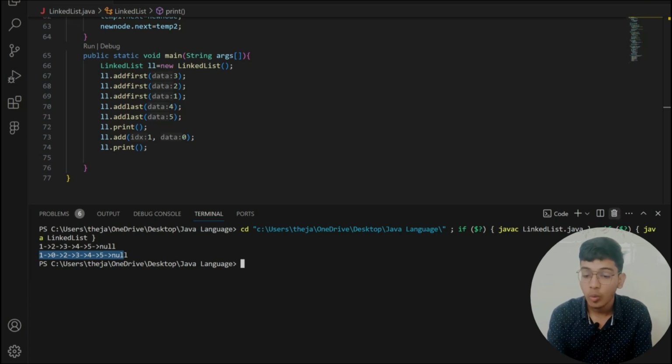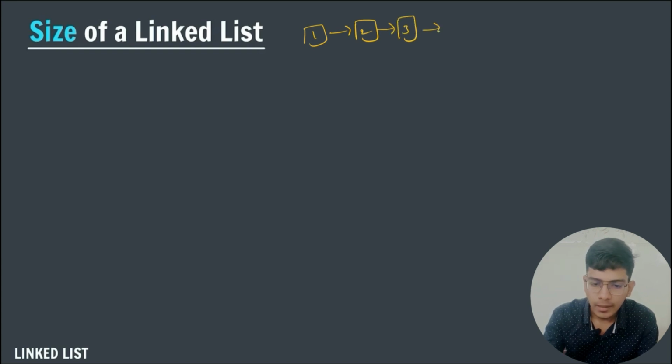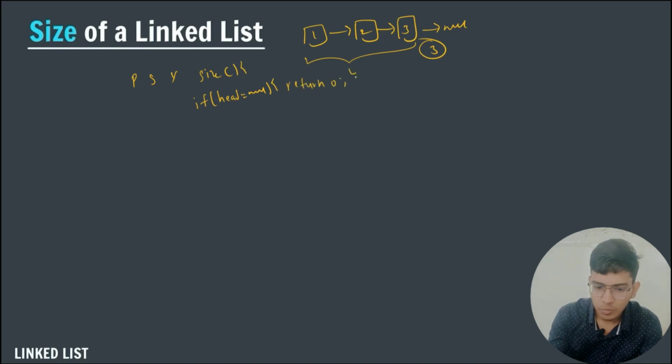Now let us see how I can find the size of my linked list. Let us see how we can calculate the size of the given linked list. For that, let us consider a linked list 1, 2, 3, pointing to null. So here the size of the linked list is 3. What are the steps we have to do here? First of all, I will write the pseudocode: public static void type function, and let me give size as the name of my function. So if head is equal to null, that is, no elements are present in my linked list, then return 0.